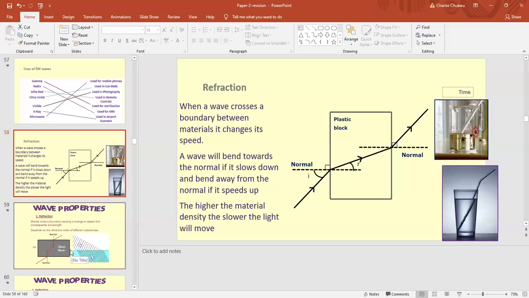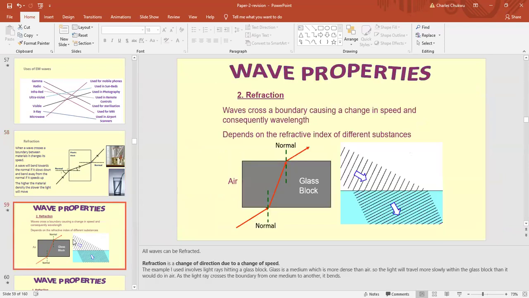So what are some things to take note of? When a wave crosses a boundary between materials, it changes its speed. A wave will bend towards the normal if it slows down, and bend away from the normal when it speeds up. And the higher the material density, the slower the light will move. That makes sense. The heavier it is, the more material obstructs the movement of the light in that medium.